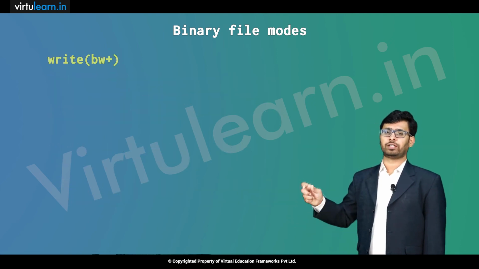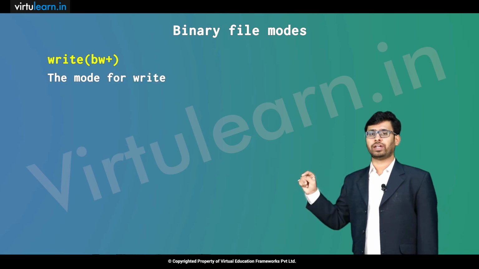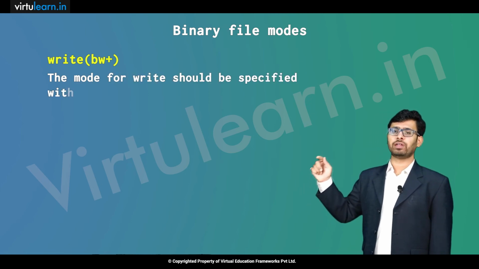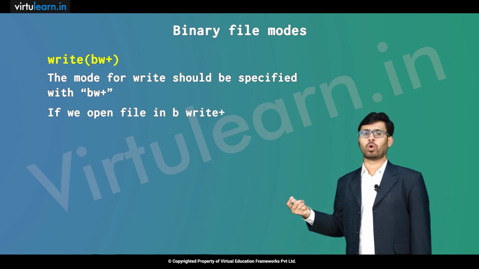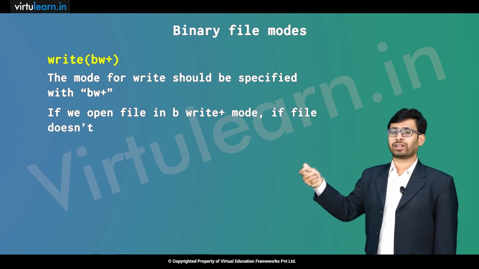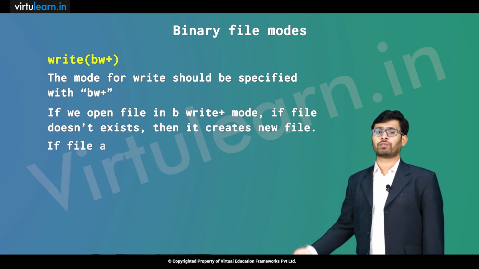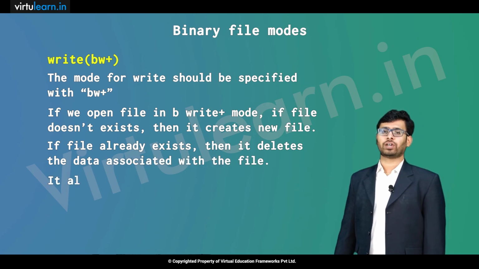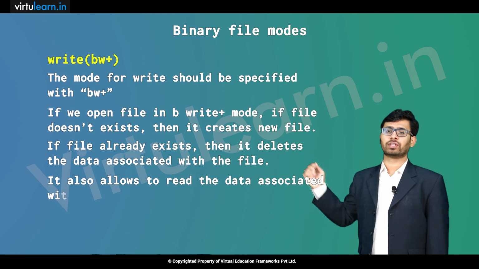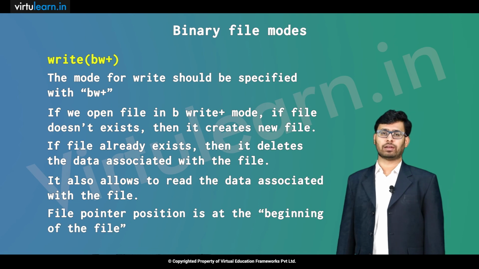Now let us see the write plus read associated with the binary file. The mode for write and read should be specified with BW plus. If you open the file in the binary write plus mode, if the file does not exist, then it creates a new file. If the file already exists, then it deletes the data associated with the file. It also allows reading the data associated with the file. The file pointer position is again at the beginning of the file.